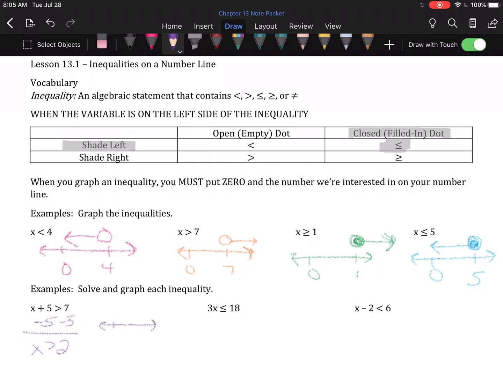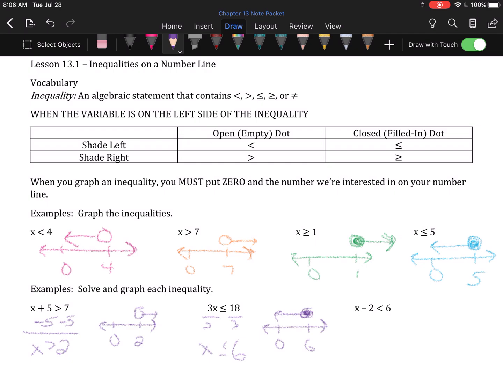To graph that, we put our number line. We put 0 and 2 on the number line. And greater than means an empty circle, arrow to the right. Next, 3x is less than or equal to 18. 3x is multiplication, so we undo that with division. I will divide both sides by 3. That will get me x is less than or equal to 6. So on our number line, we'll put 0 and 6. Less than or equal to means I fill in the circle I'll put above the 6, and my arrow will go to the left for a less than.